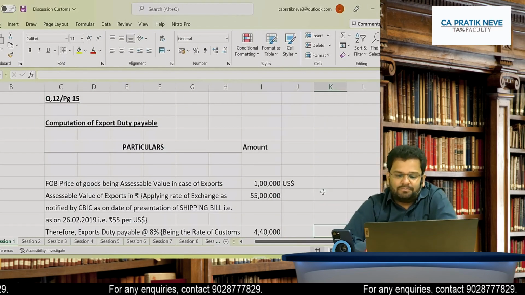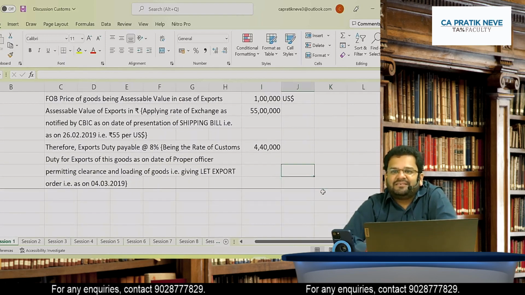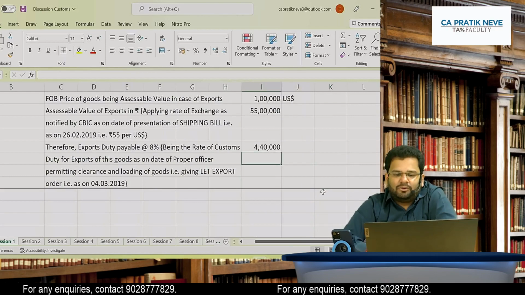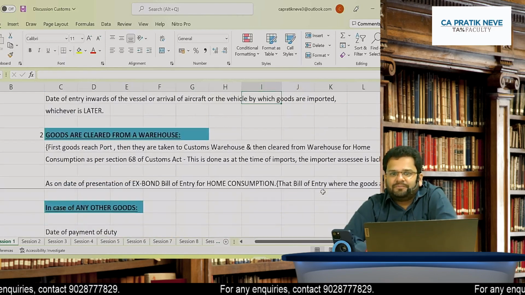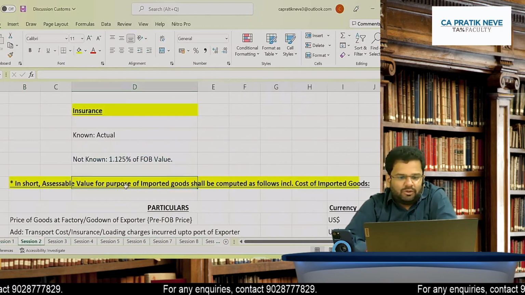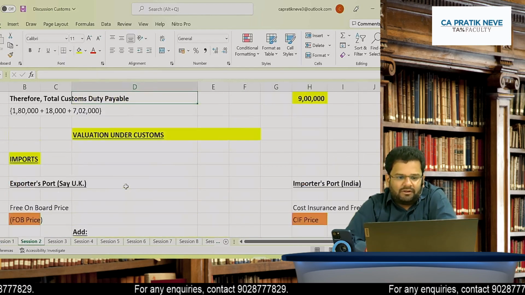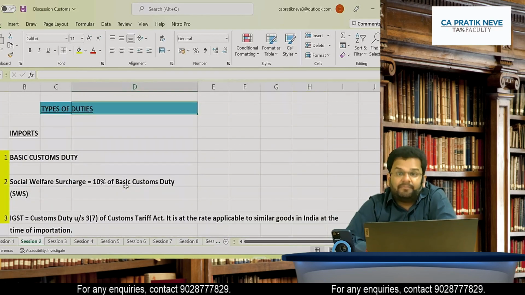Check. So simple. Did you get confidence in this? It is very simple. See, are you clear with all these issues? Good, very good. So export duty calculation is straightforward, and I hope you have understood it very well.